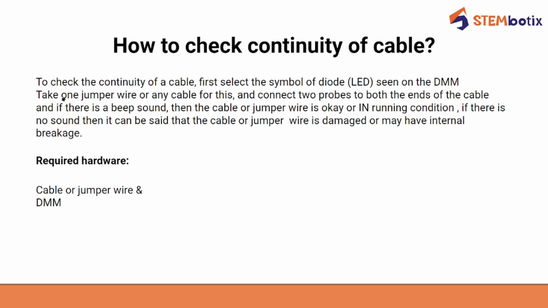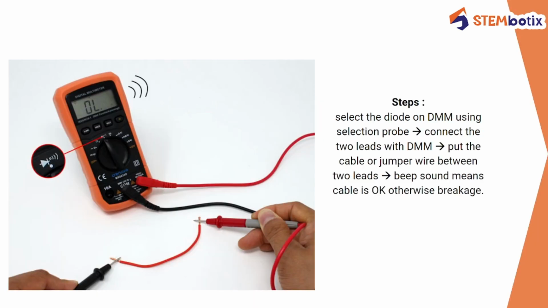So after connecting, take one jumper wire or any cable for this and connect two probes to both ends of the cable. And if there is a beep sound, then the cable or jumper wire is okay or in running condition. And if there is no sound, then it can be said that the cable or jumper wire is damaged or may have some internal breakage as well.